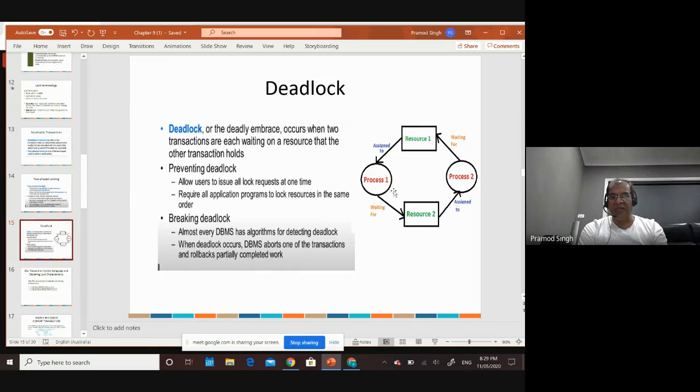And breaking: sometimes if the DBMS, database management system, is able to detect any deadlock, it breaks it forcefully and aborts one of the processes. So suppose process 2 is aborted, then process 1 will be able to get resource 2 and can complete the whole processing, and that is called breaking deadlock. So the DBMS takes the decision and decides which of these two processes should be aborted, so that one of the resources is released and one of the processes is able to complete.